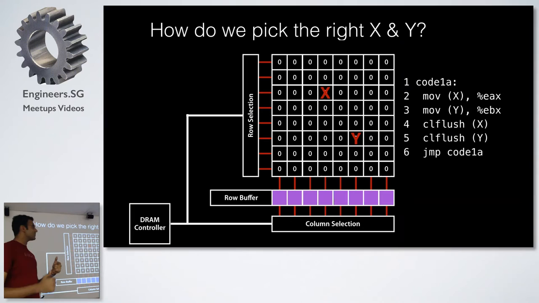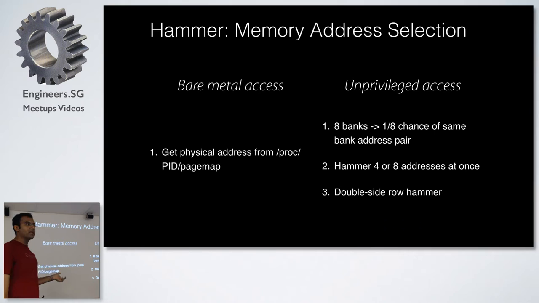So what they did in the experiment is they had bare metal access, because the paper wasn't about finding a security exploit. The paper was actually about finding out about the hardware bug. So they had physical access to the hardware itself, and they had pseudo access.